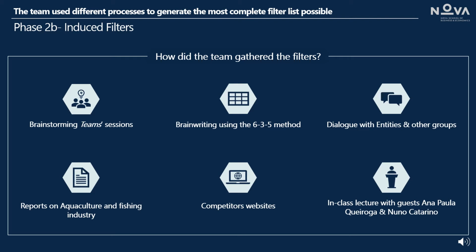To generate as many filters as possible, the team made use of the 635 method, a brainwriting technique that allows for a collective discovery of creative filters. This method required the participation of a moderator and 5 KDMs. Each participant generates 3 first proposals, which are extended by the others, writing 5 iterations.